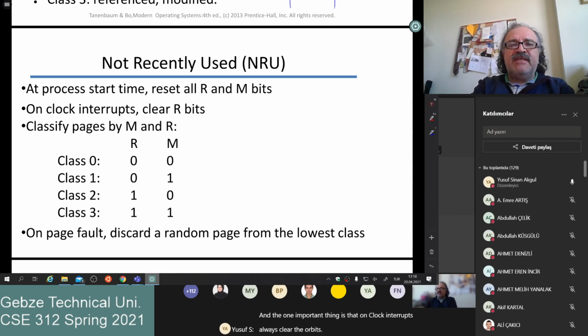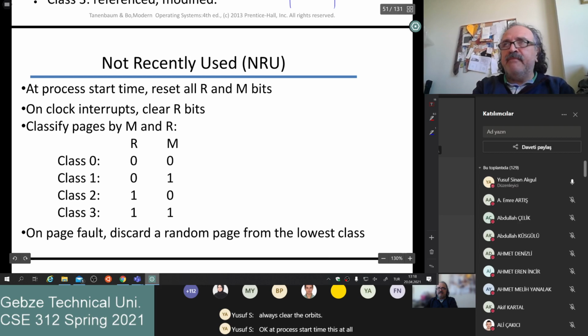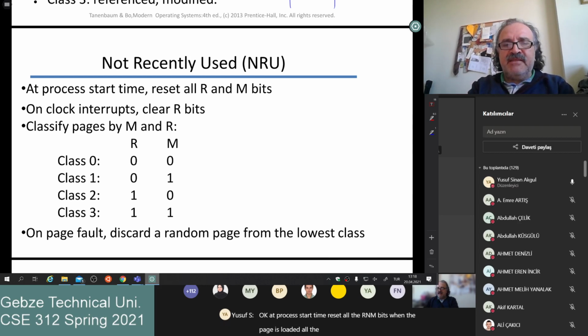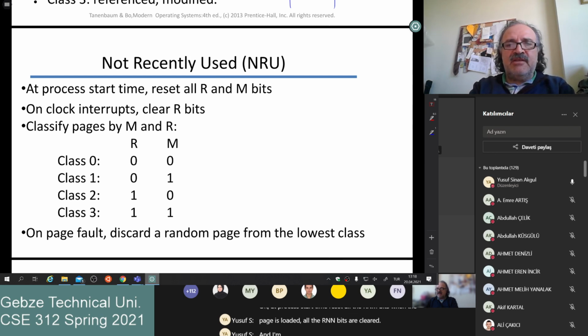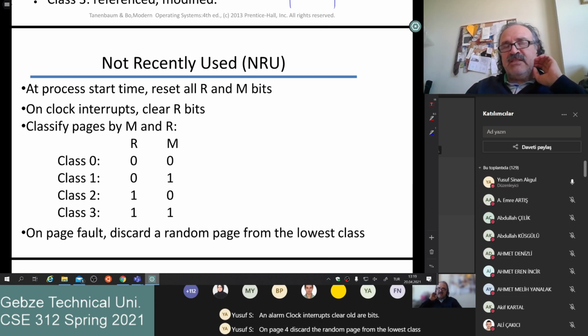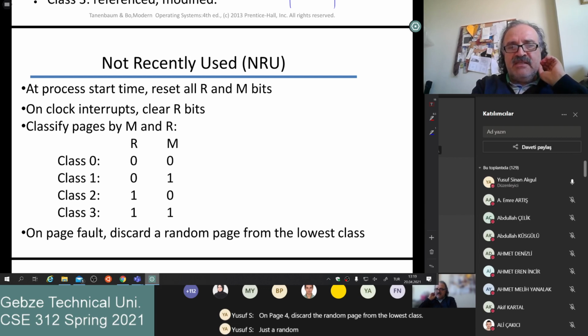Okay. At process start time, reset all the R and M bits. When the page is loaded, all the R and M bits are cleared. And on clock interrupts, clear all the R bits. On page fault, discard a random page from the lowest class. Just a random one, as long as it is in class 0.